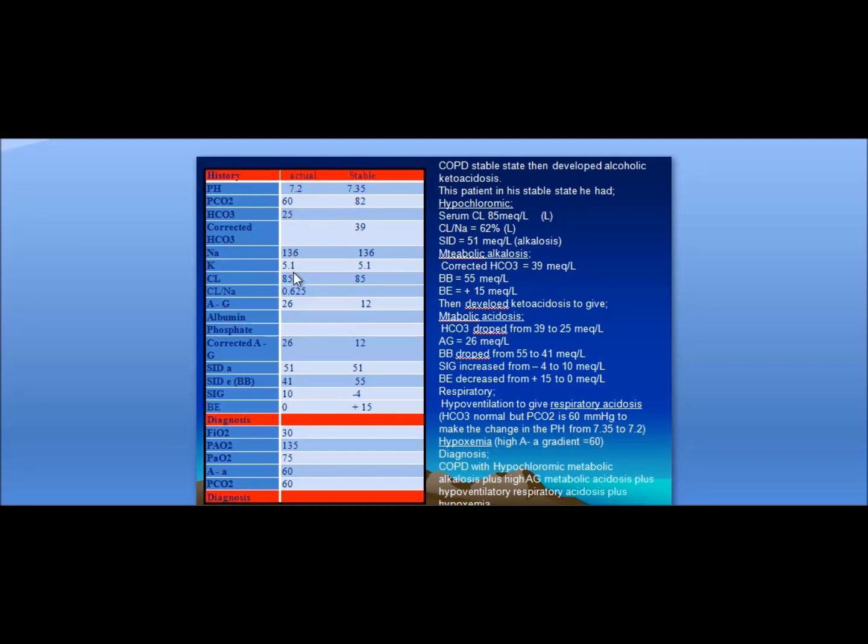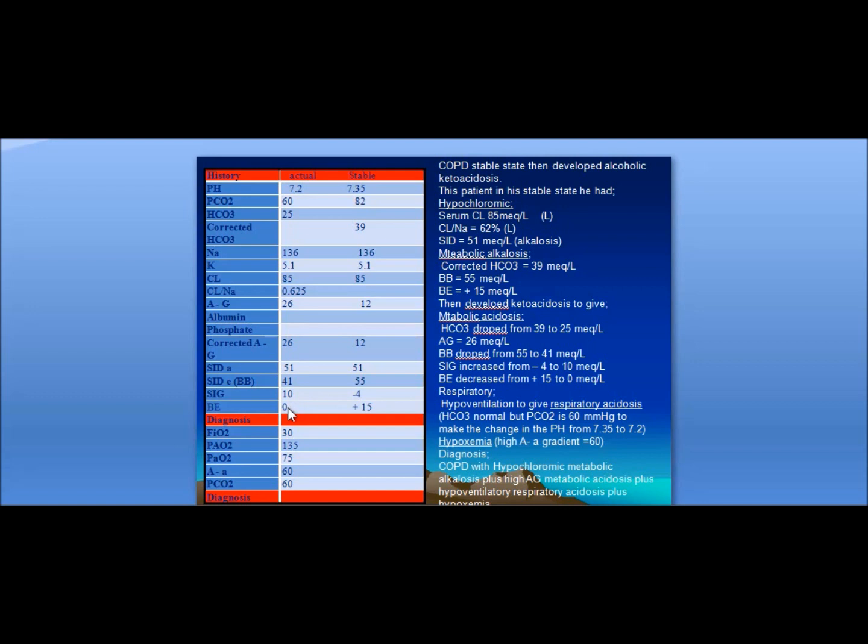Metabolic acidosis with an anion gap. It's high anion gap metabolic acidosis. But the bicarbonate dropped from this high value to the normal. That's why the buffer base is normal, but the strong ion gap is 10. These are the fixed acids. So this patient developed high anion gap metabolic acidosis with the presence of strong ion gap. Base excess or base deficit: bicarbonate is normal, so it is 0.